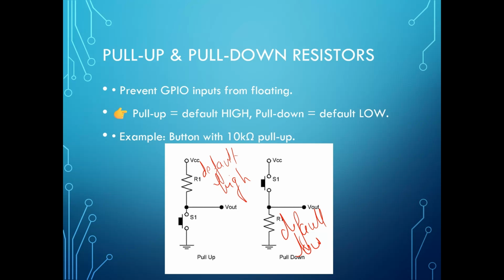If you are using a button input with a 10 kilo ohm pull-up, it ensures stable logic. Without it, random 0 and 1 is very unreliable. That's why we use pull-up and pull-down resistors. If you see here, in the pull-down, the resistor is attached to ground and the switch goes above to VCC. In the default high, the resistor is connected to VCC.